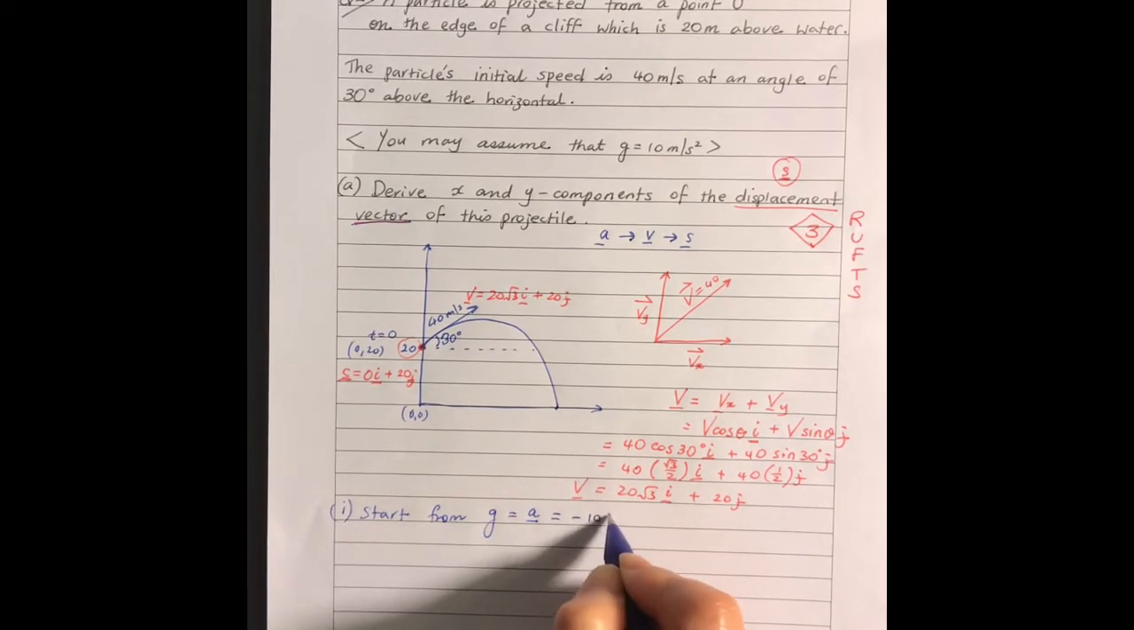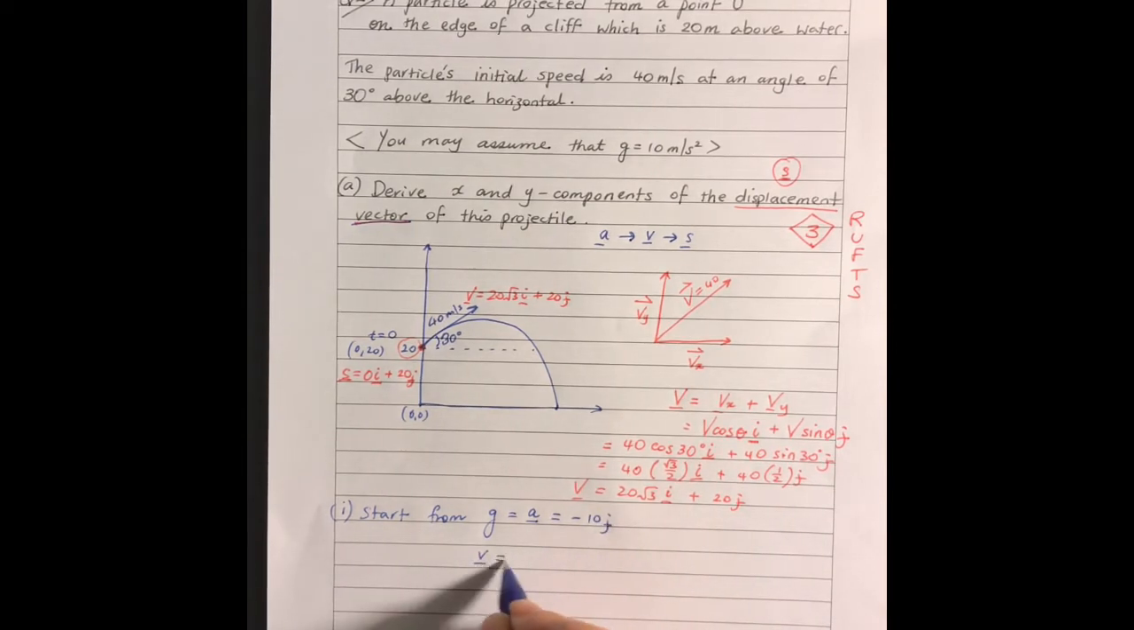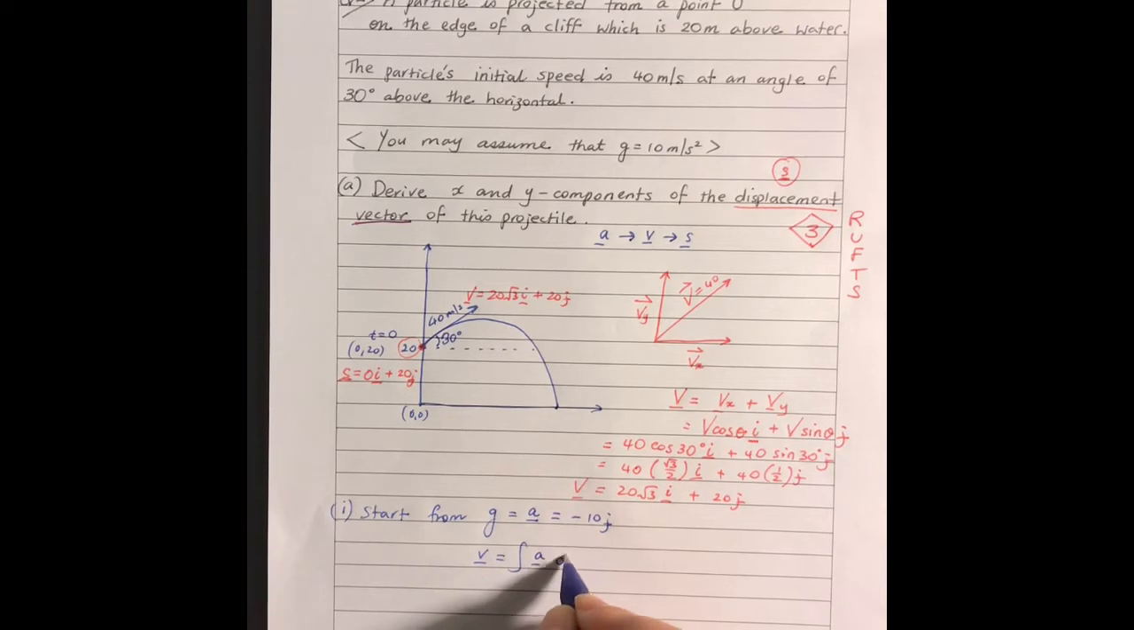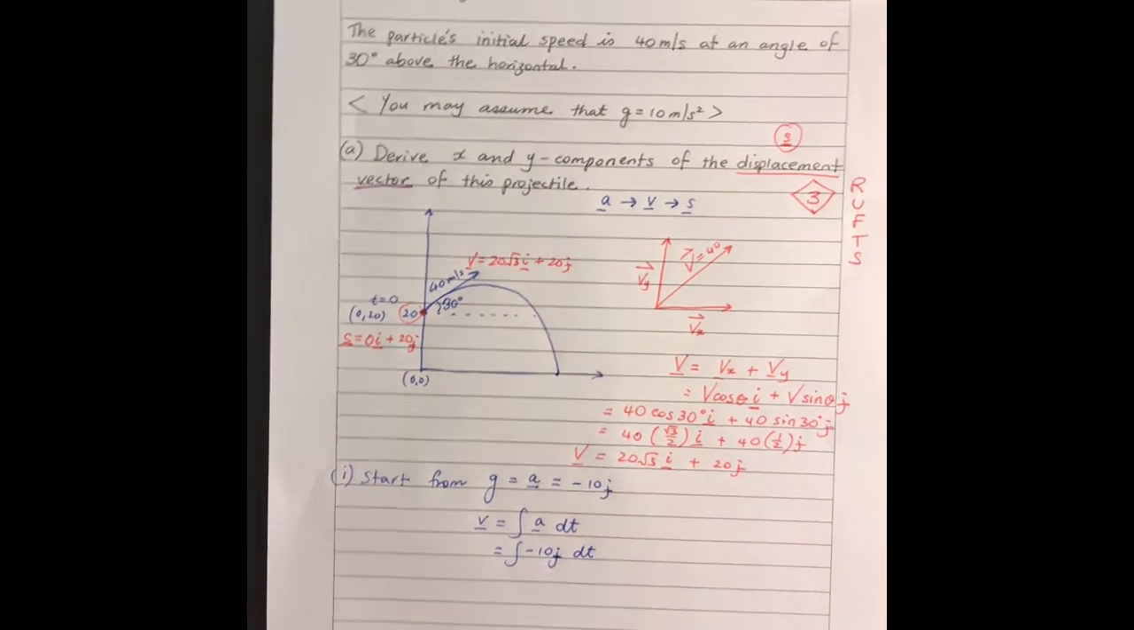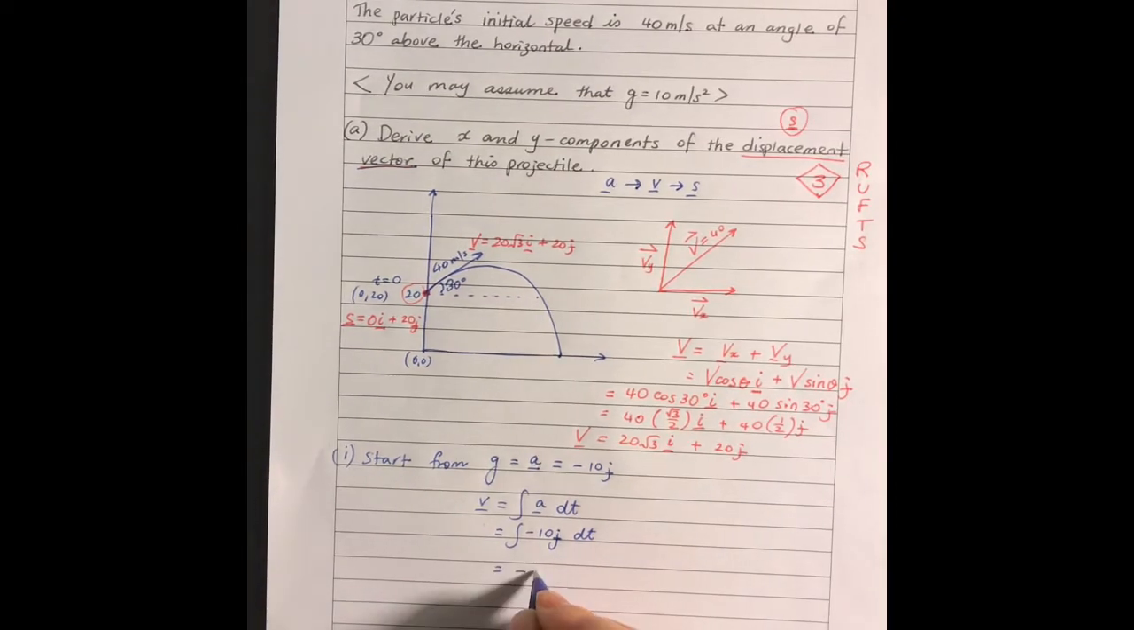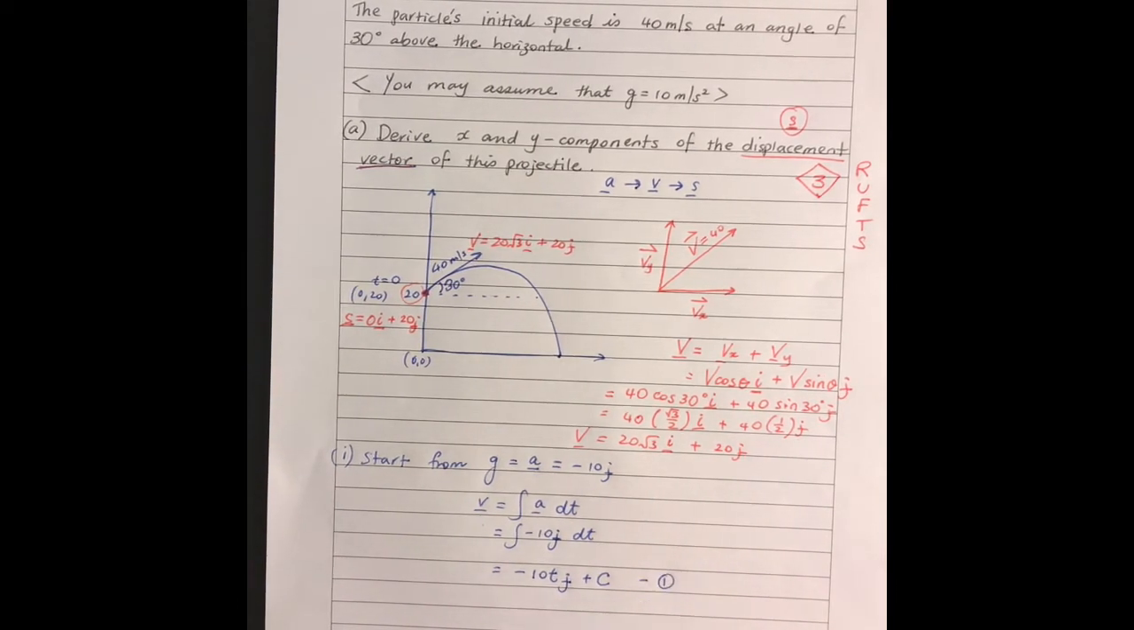Acceleration is minus 10j. v will be the integral of acceleration dt. So therefore, if I put that in, it'll be minus 10tj. Don't forget the j, because now we're in vector form here. Minus 10tj plus c. Okay, so that's my first one.